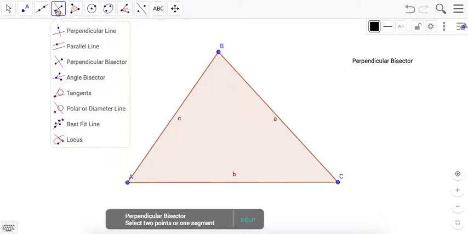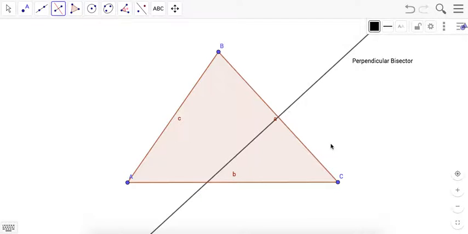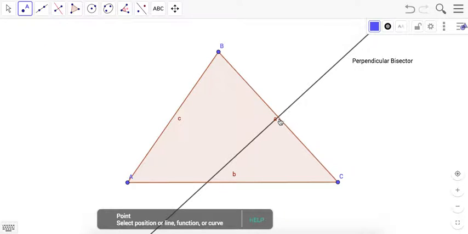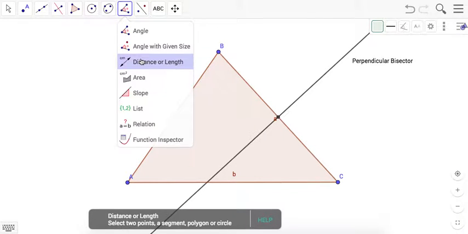If I hit this fourth one over, there's an option for perpendicular bisector. And if you notice down here, it actually tells you how to find it: select 2 points or one segment. So I'm just going to select segment A. What that's done, this new black line here, is the perpendicular bisector of this side, meaning it goes through this midpoint, and we can always check that by putting a point there and finding that distance.